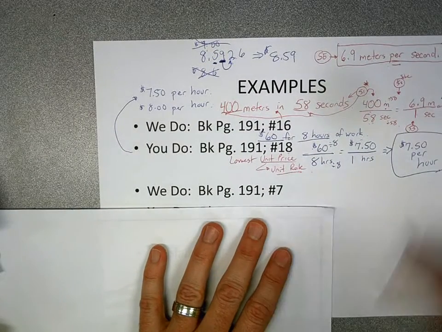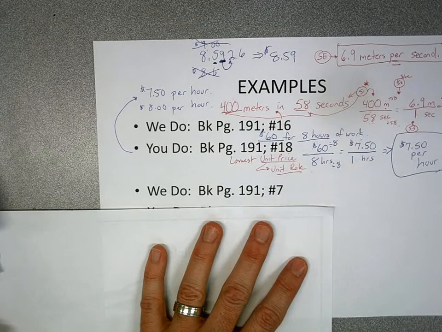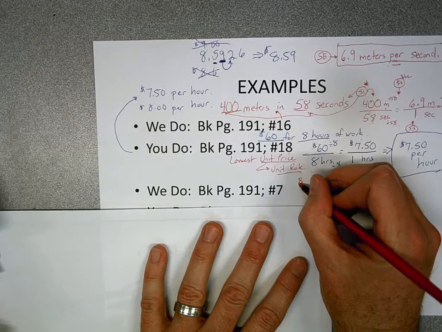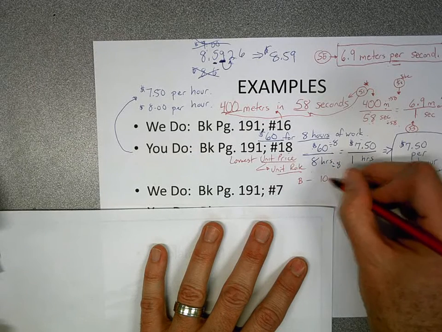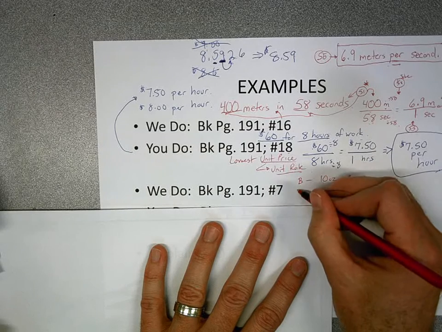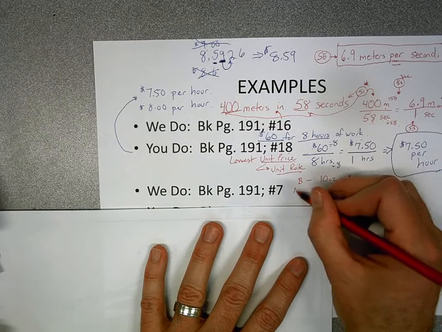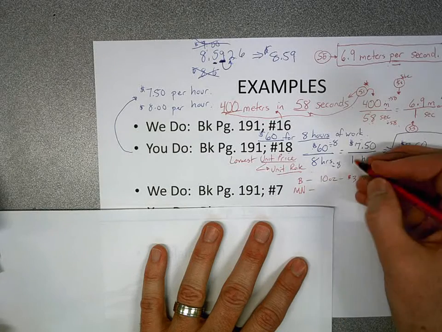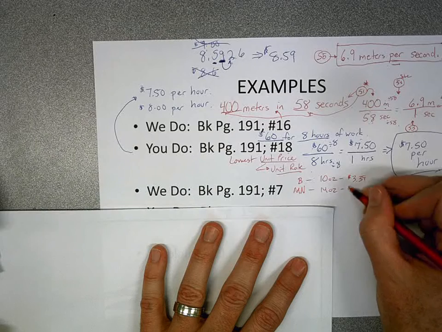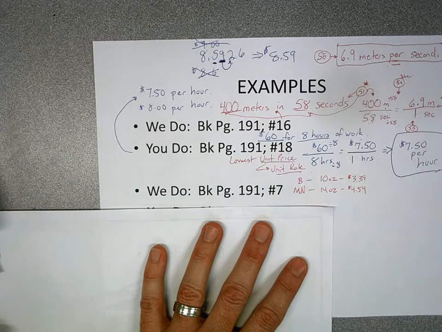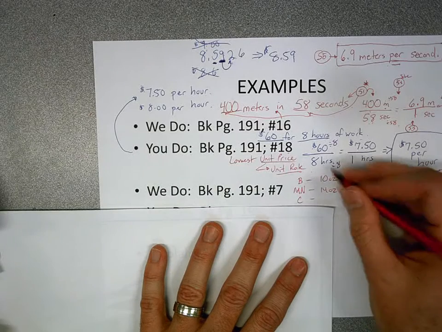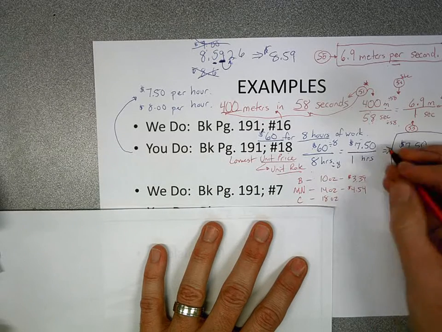Here we go. I'm going to quickly abbreviate. You have it all in front of you. But I'm going to say, okay, the brand Barrel is 10 ounces for $3.39. The brand Mr. Nut is 14 ounces for $4.54. And the brand Chips, they're selling an 18-ounce bag for $6.26.